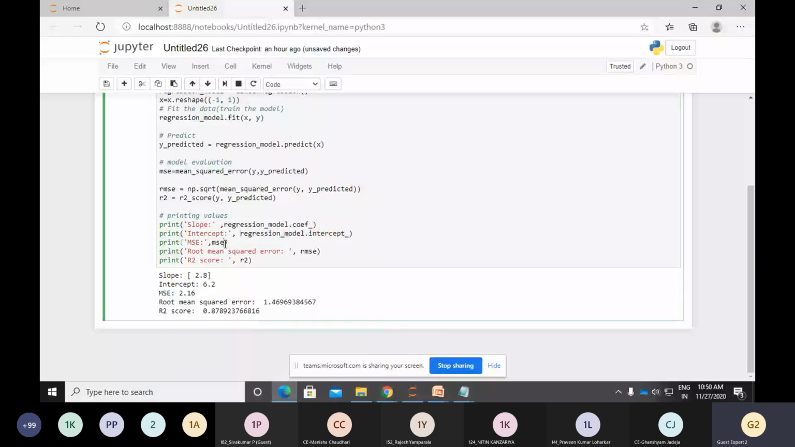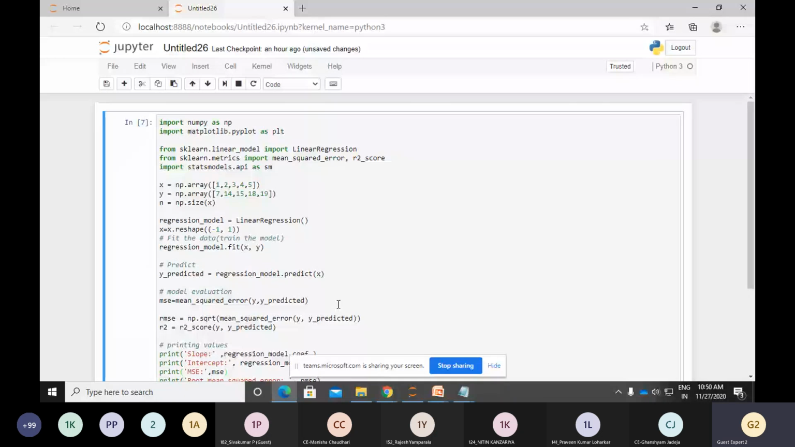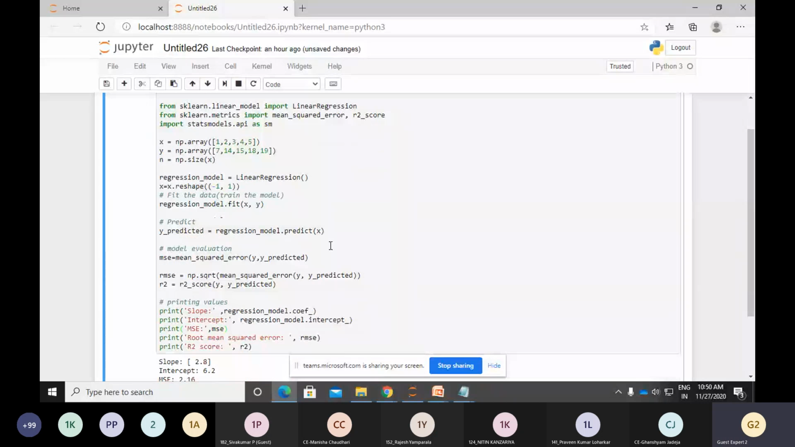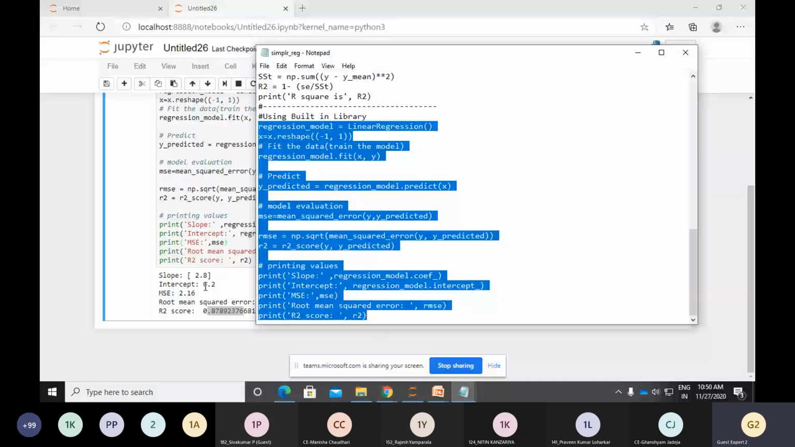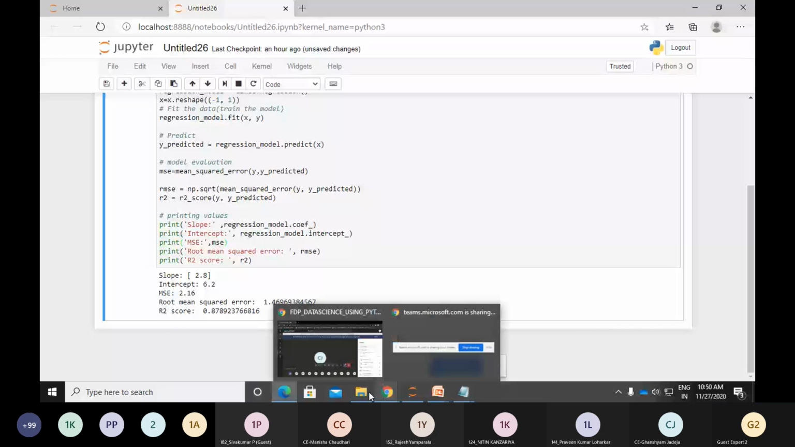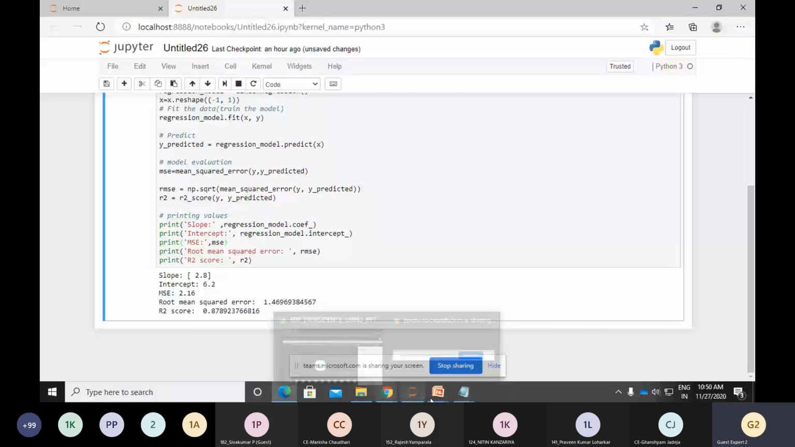Mean square error is 2.16, the same value as we have calculated. This is the root mean square error and this is the R2. Okay. So this is the built-in function which implements simple linear regression. The same model is used for simple as well as multivariate linear regression. Okay, so this is all about the least square estimator and its implementation in Python.